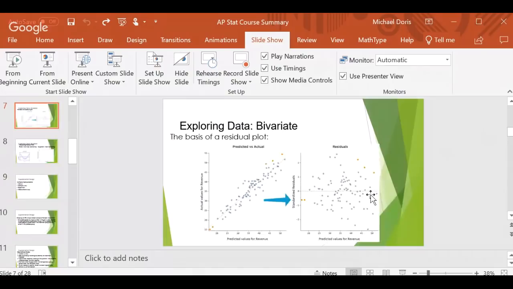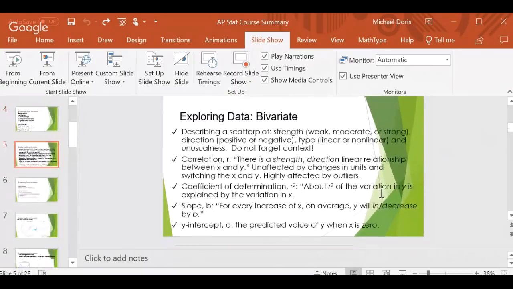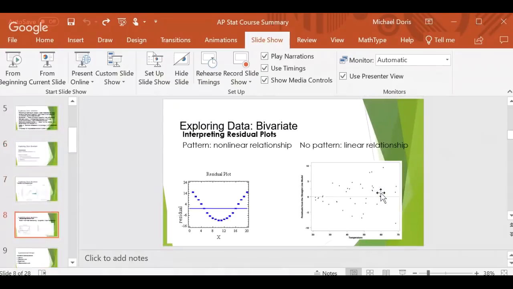Let's see, anything else about the bivariate data? I mean, there might be an exponential model on there on the multiple choice. Interpret everything in context. Let's see if I missed anything up here. No, it's good for now.